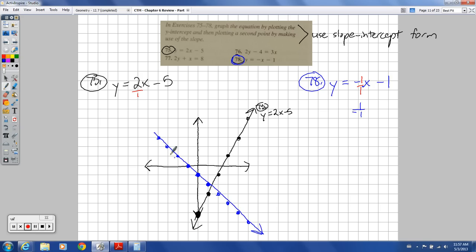So I connect all those, and voila, I have my answer for number 78. This is y equals negative x minus 1. That's the graph of that line right there.